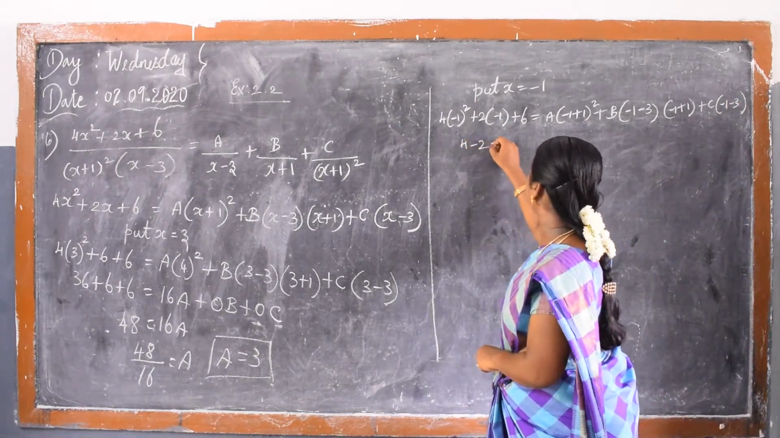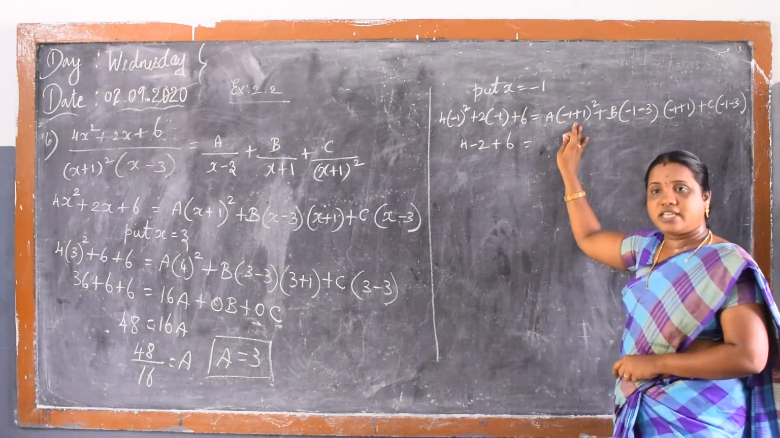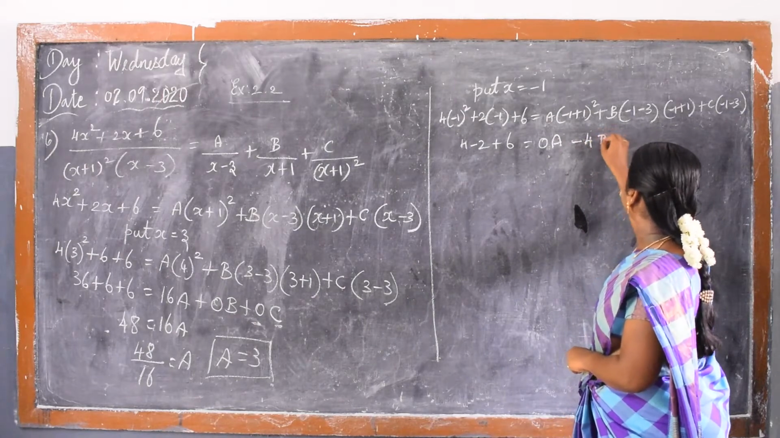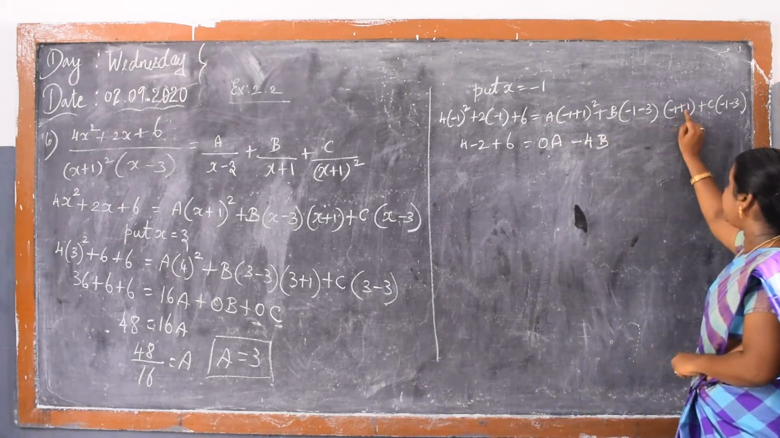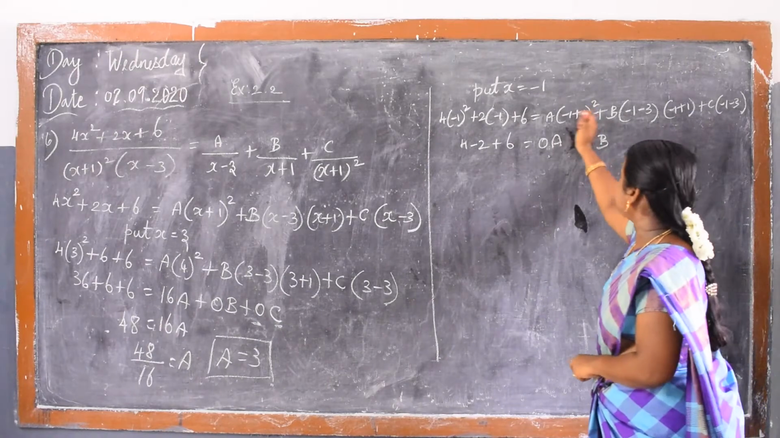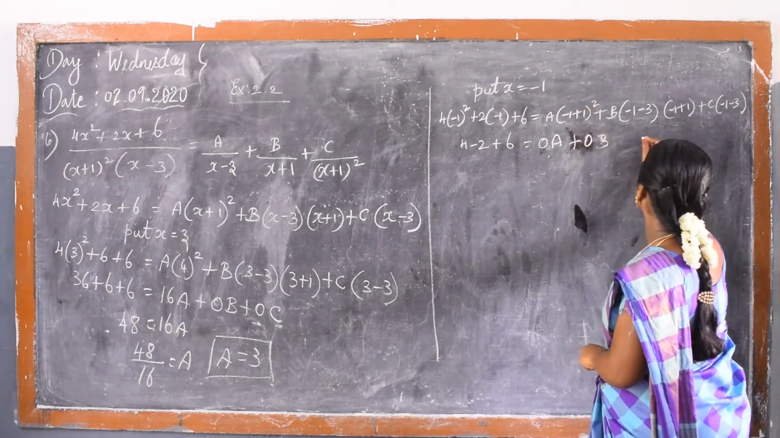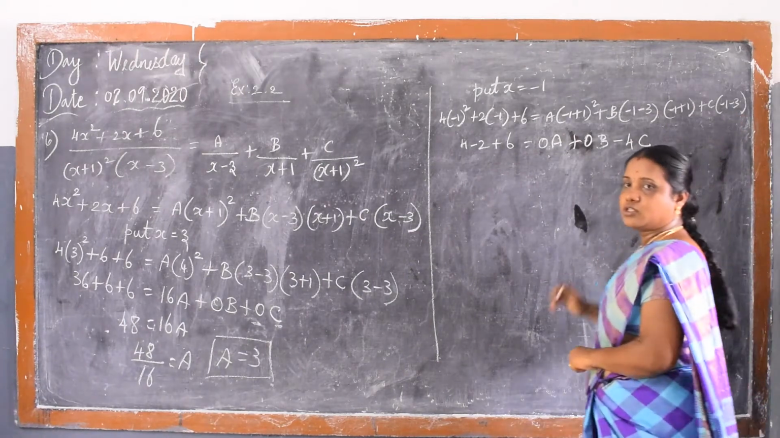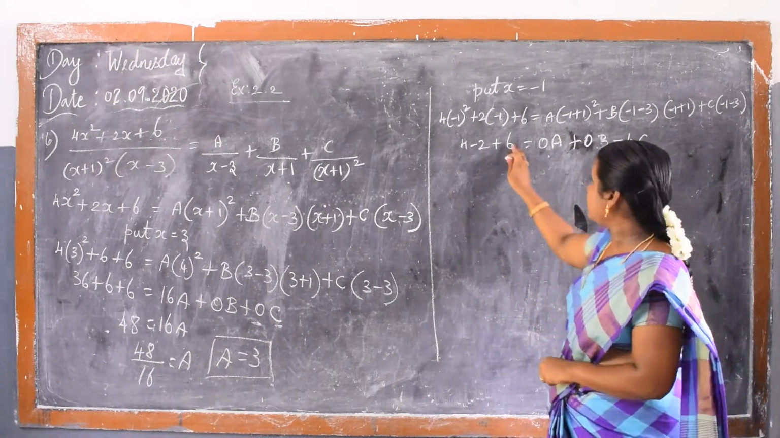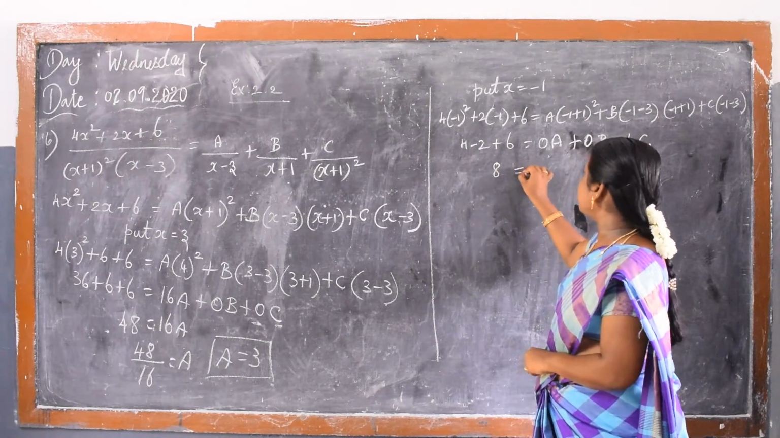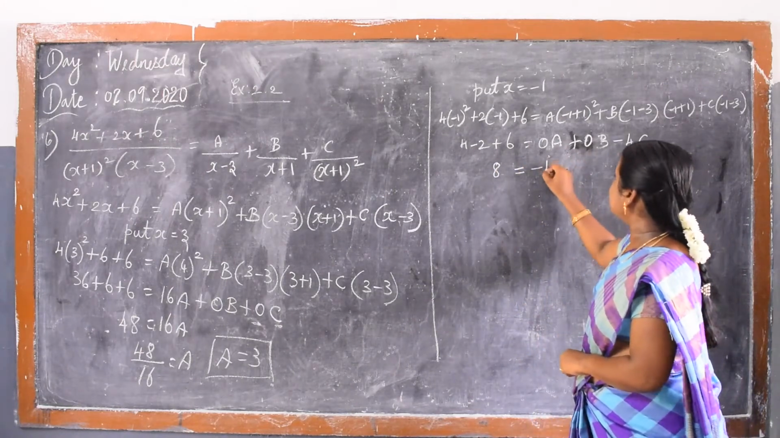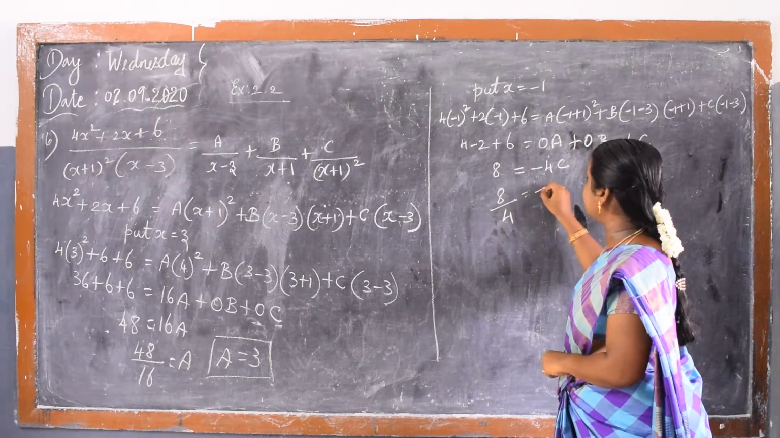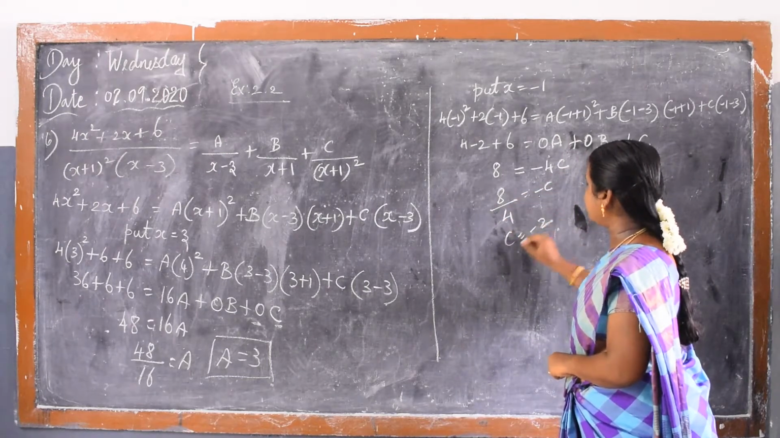4 minus 2 plus 6. Here minus 1 plus 1 became 0, so 0a, minus 4b. Here also plus 1 minus 1 will become 0, that means plus 0b, minus 4c. Minus 1 minus 3 is minus 4, so minus 4c. So simplify this. 8 is equal to minus 4c. That means 8 by 4 is minus c. C is equal to minus 2.